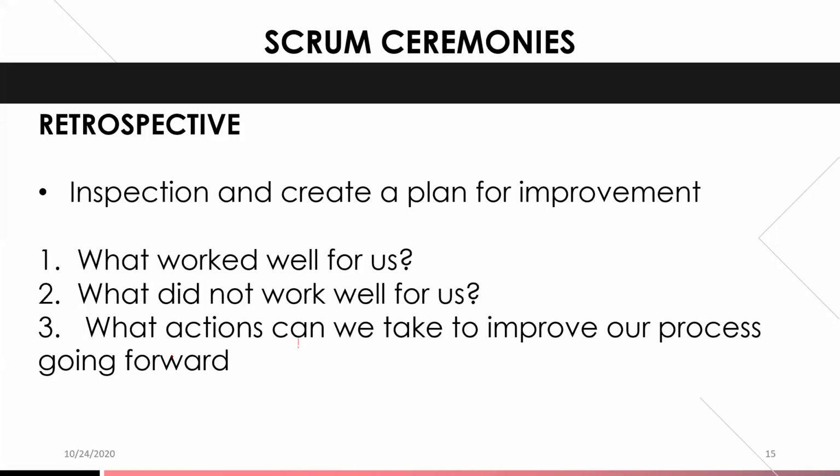As previously mentioned, we have a retrospective. The retrospective gives each team member an opportunity to inspect and create a plan for improvement. So each team member provides what worked well, what didn't work well, and what actions we can take to improve our process going forward. So again, the beauty of Agile Scrum is there's no blame. Everyone is a team and works for continuous improvement.